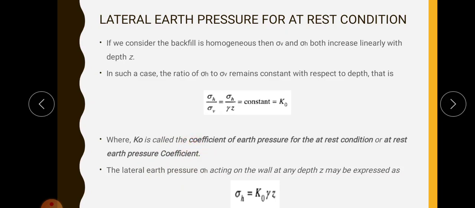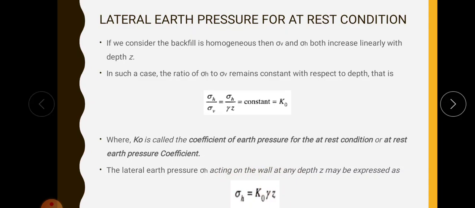Then the lateral earth pressure sigma H acting on the wall at any depth Z can be expressed like this. This is the equation: sigma H by gamma Z is equal to K naught. So what is the value of sigma H? Sigma H is equal to K naught into gamma into Z, or K naught into sigma V is sigma H. So this is the equation for lateral earth pressure. The lateral earth pressure at any depth Z is equal to K naught into gamma into Z. And if we have to calculate the lateral earth pressure at any depth H, what will be the equation? K naught into gamma into H, that depth.